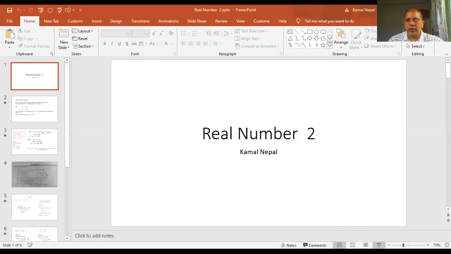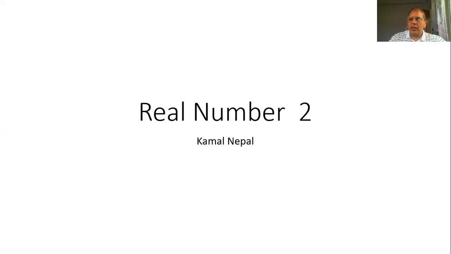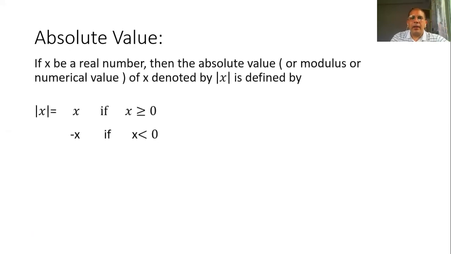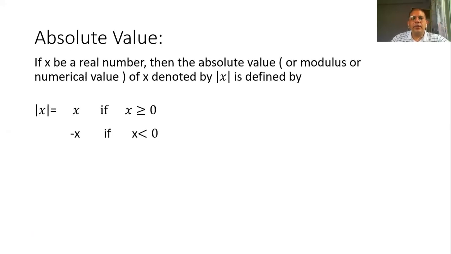So for this one, I want to give you some basic concepts. It is the absolute value sign. The definition is: if x be a real number, then the absolute value or modulus or numerical value of x is denoted by this sign. You should write down x, and on the left hand side write this sign, defined by |x| is equal to, and you can define it in two ways.